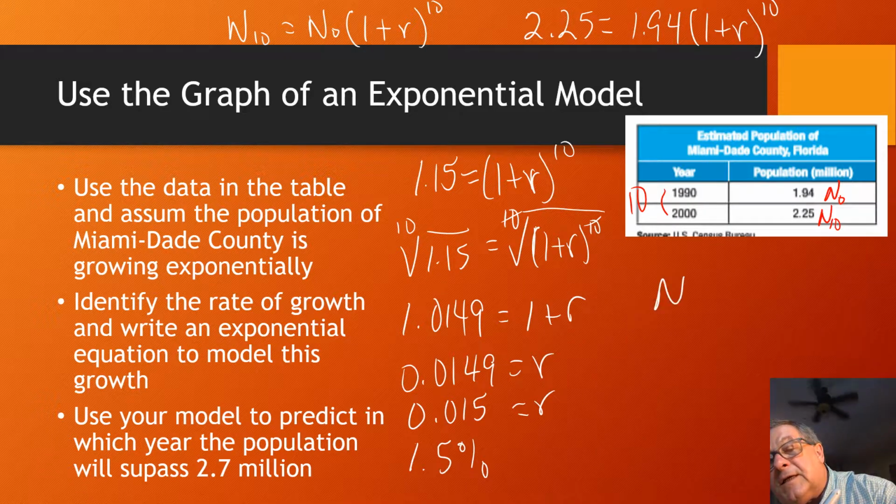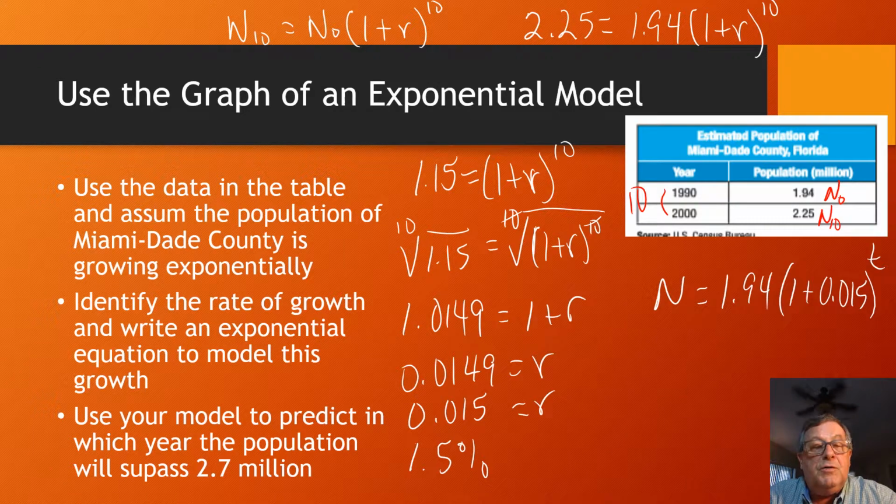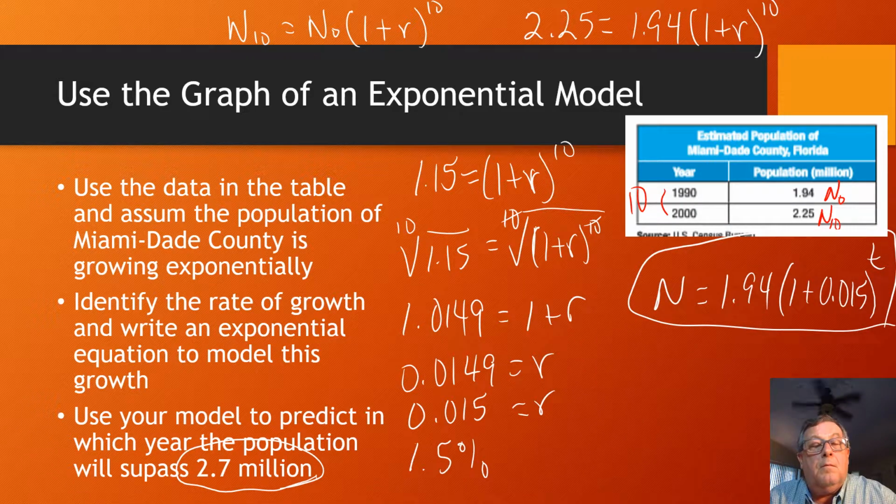And let's just say that this is then N equals 1.94 times 1 plus, back to the decimal, 0.015, raised to the power of t. And I can use that to predict, to try to find when this population is going to go to 2.7 million. And for that, my friends and neighbors, countrymen, I need to go to my calculator. So there is my exponential growth equation.